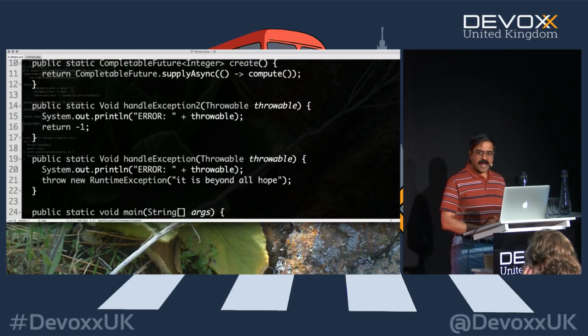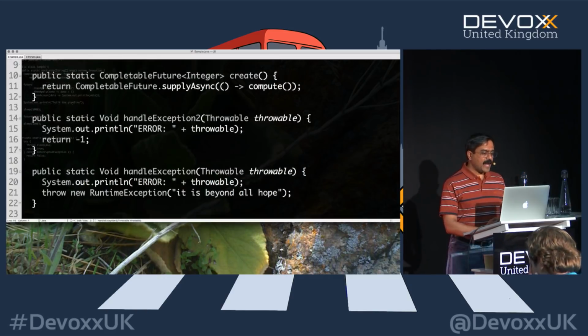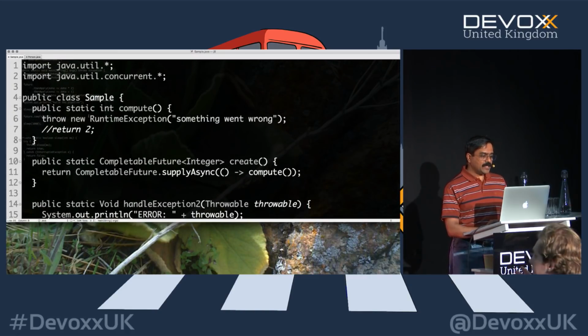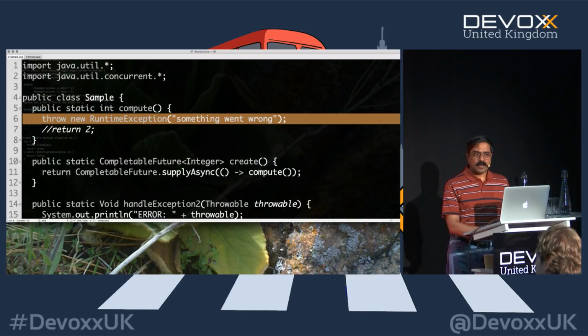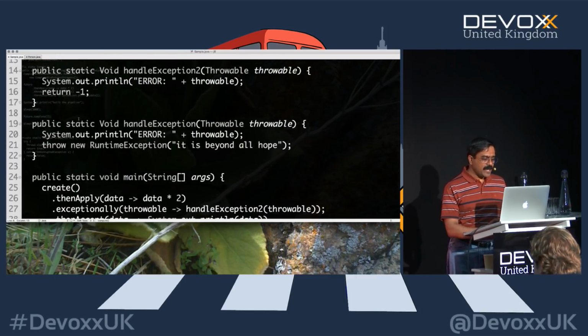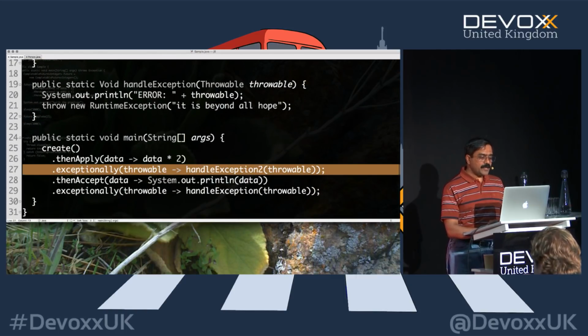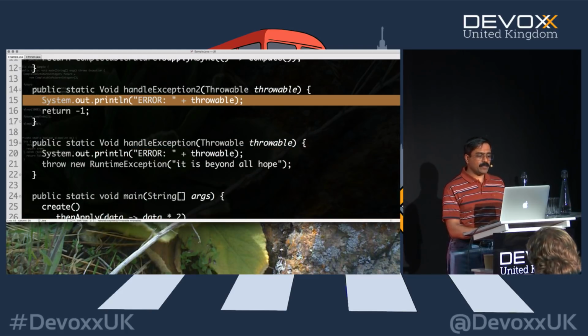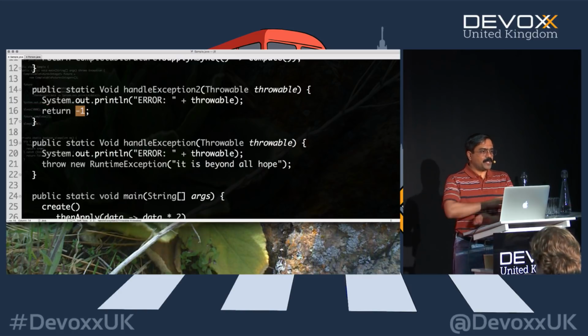Well, now what's going to happen? Well, let's follow through this again. We are calling the create. The create says, I'm going to blow up. Let's find the nearest exceptionally. Well, what does that do? It says, I'm going to print the message over here, but I will recover from this. And I've handled the exception. I want to return a -1.